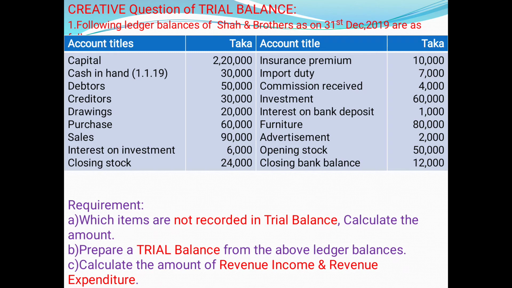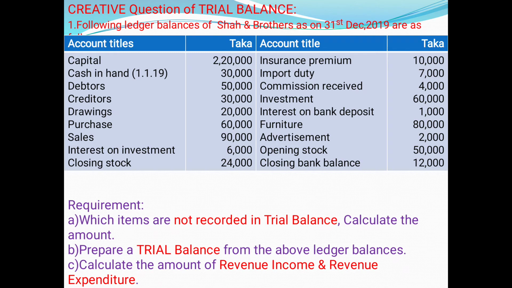Expenses are debit. Commission received is one kind of revenue. Revenue is a credit item. Investment is the amount of long-term investment, that is one kind of asset. All assets are debit, so investment is a debit item.